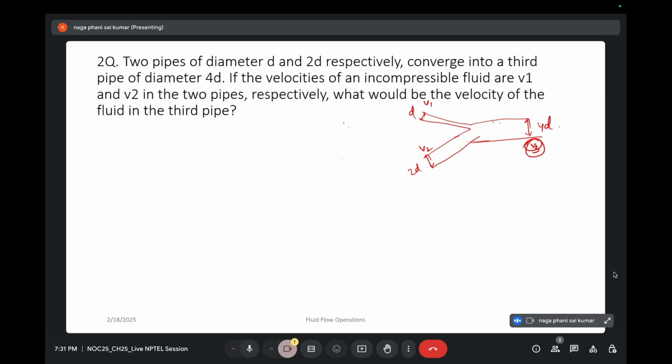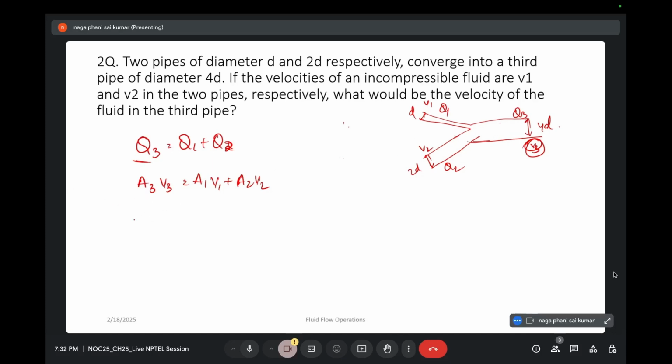The fluid flowing into this is coming from the first pipeline and the second pipeline, right? So it is a combination. Let's say the flow rates are Q1 and Q2, and this is Q3. So Q3 is nothing but Q1 plus Q2, right? What would be the value of Q3? That is area A3 into V3. Similarly, Q1 will be A1 into V1 and Q2 will be A2 into V2. So how do you calculate A1, A2, A3? We're already given the diameters, right?